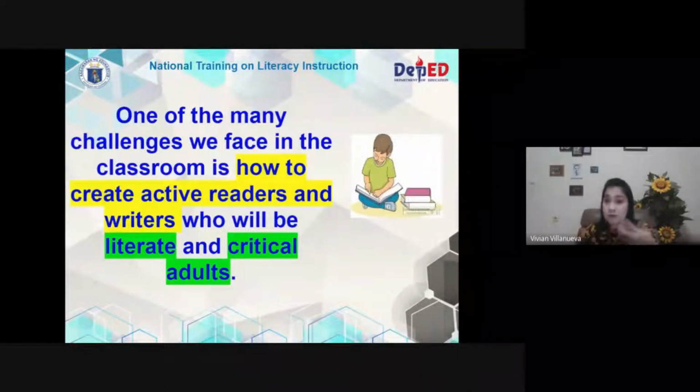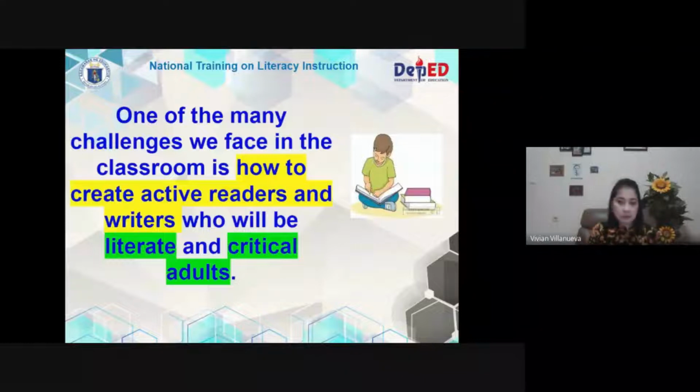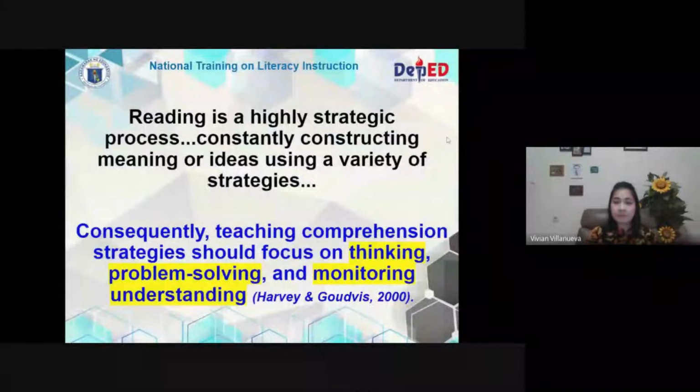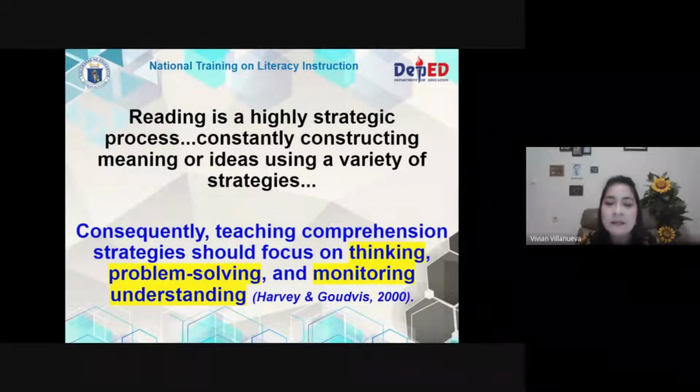Maybe you can also use the wheel of names. Maybe you can also do something like a video that would make your learners be connected with what they are learning. Next, reading is a highly strategic process, constantly constructing meaning or ideas using a variety of strategies. Yes, and we know that. Consequently, teaching comprehension strategies should focus on thinking, problem solving, and monitoring understanding.